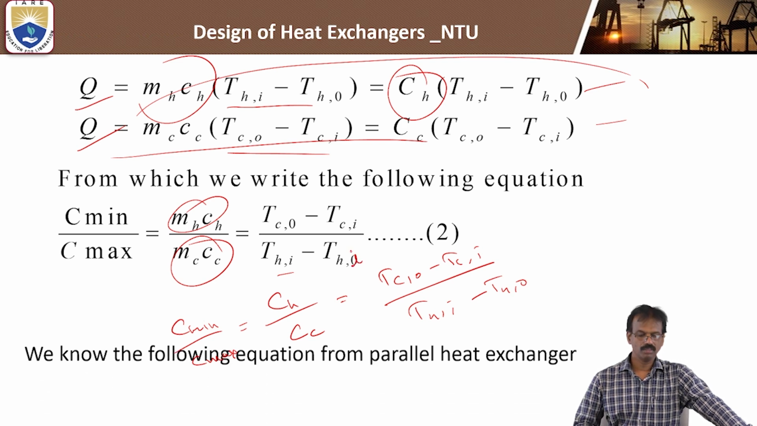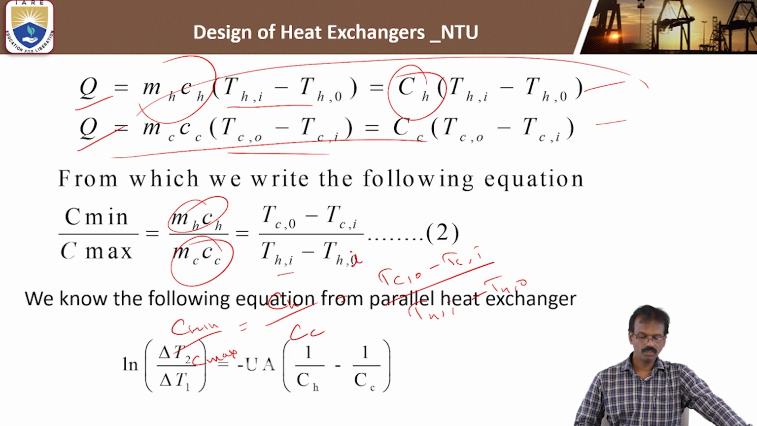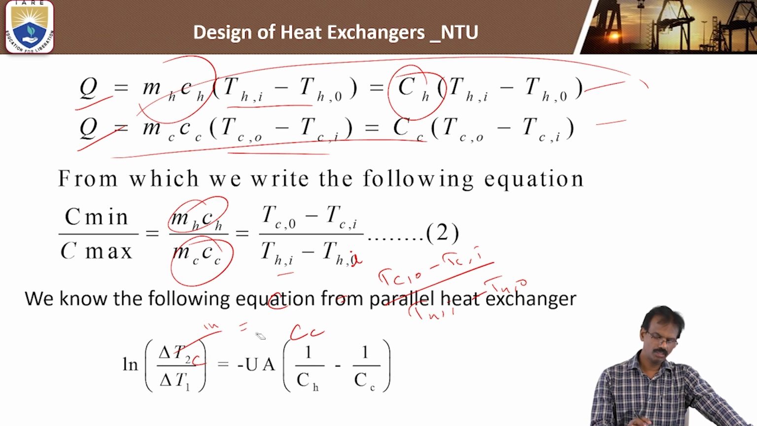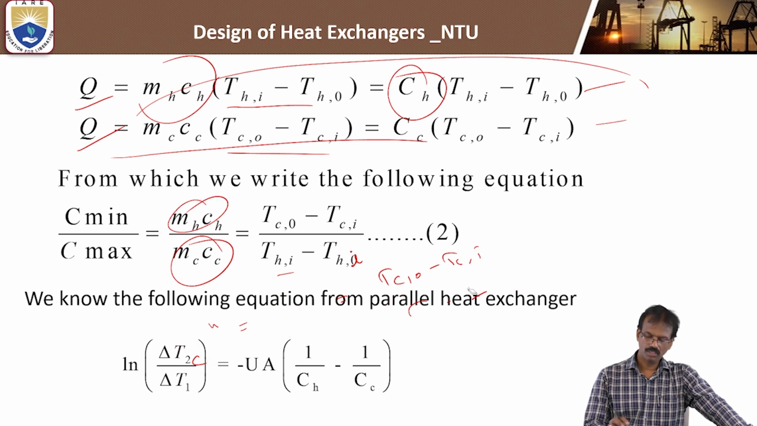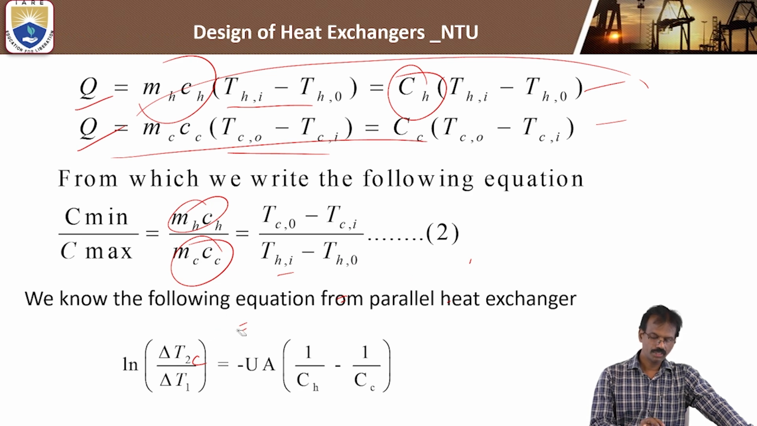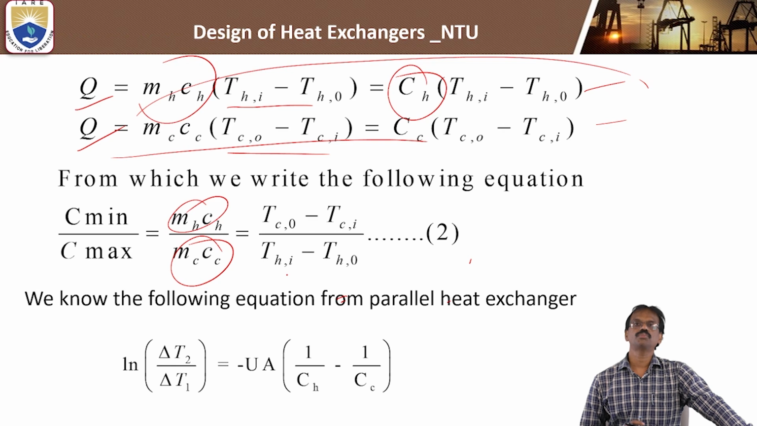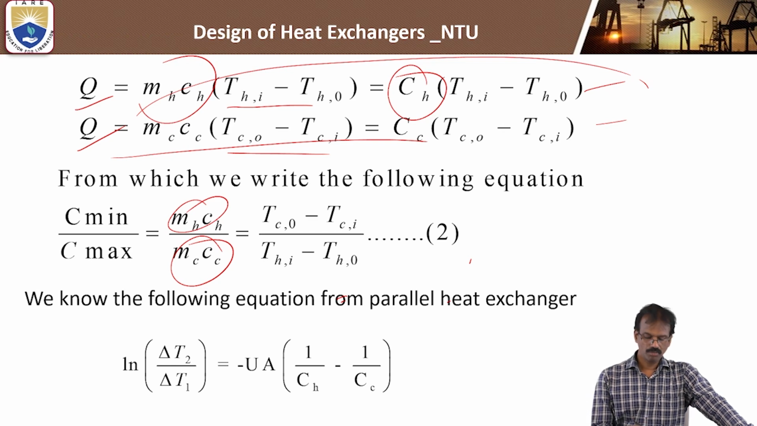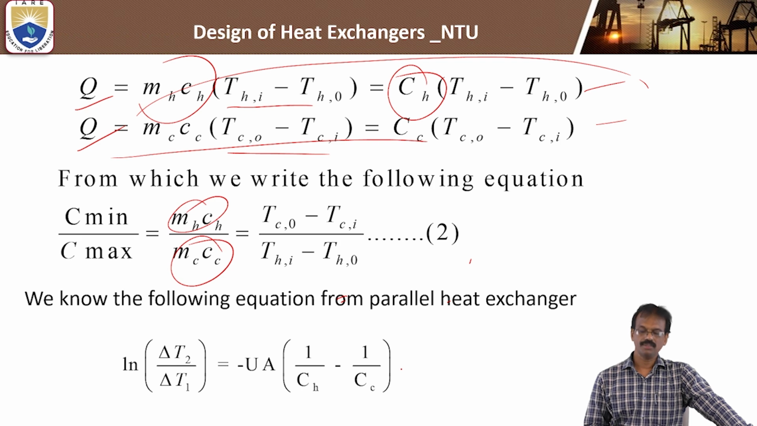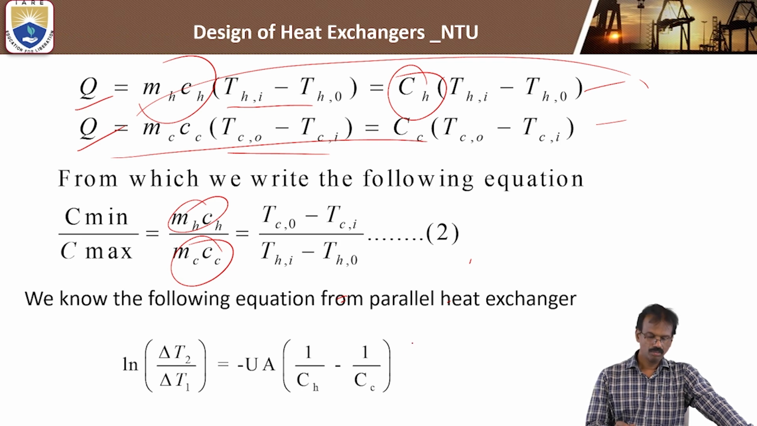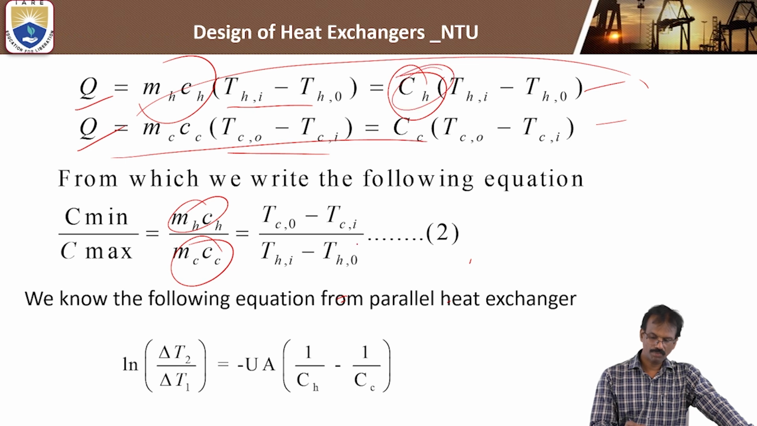You see that one. So we know the following equation already. This one was derived in the LMTD method, so we can take that formula directly here: ln of delta T2 by delta T1 is equal to minus UA into (1 by CH minus 1 by CC). So we solve this one by using these formulas.